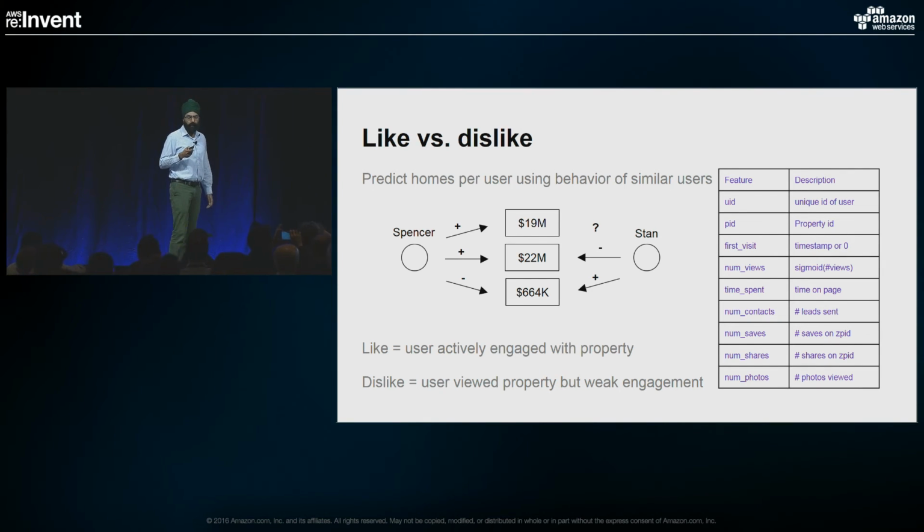And we define like by looking at, for example, the number of views, time spent on a property, the number of leads sent, number of saves, and number of shares. There are certain thresholds for all of these, and these are constantly being learned as well.